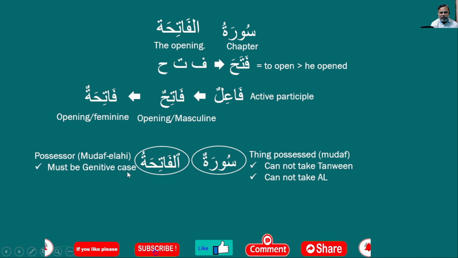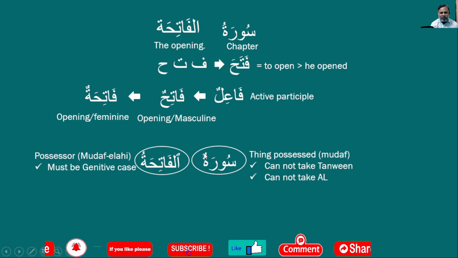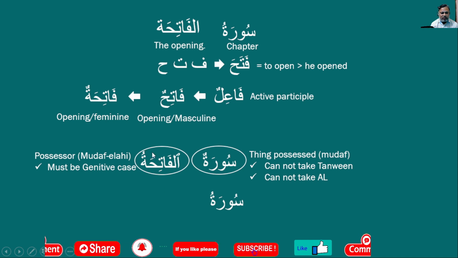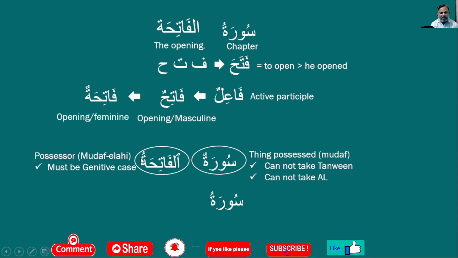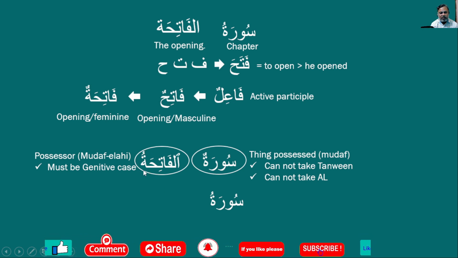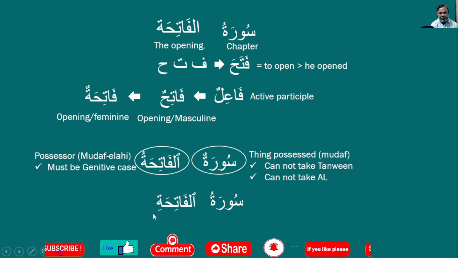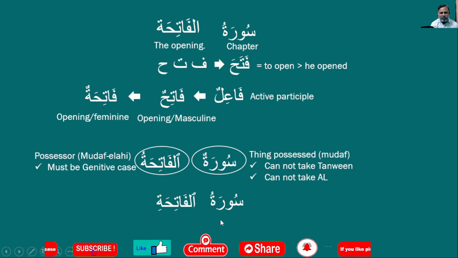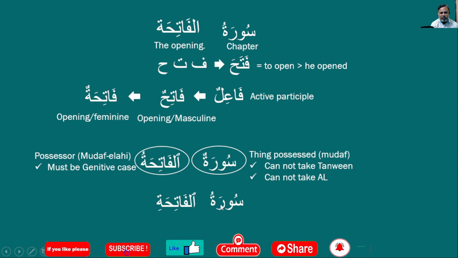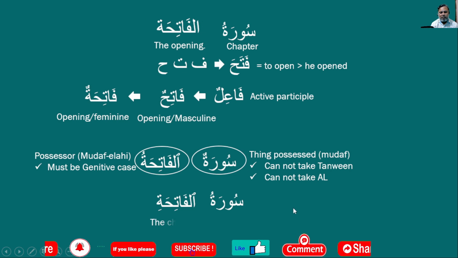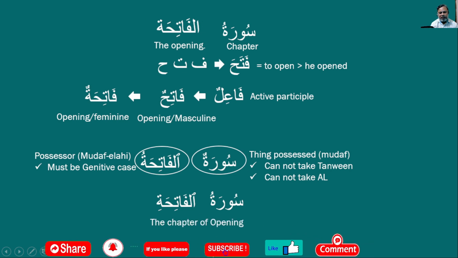Now, following these 2 rules, the first word cannot take dhamma tanwin, so it will be Suratu, and the second word must have kasra at the last letter, the genitive case. So it will be Al-Fatihati. So this is the actual phrase, Suratul Fatihati, the chapter of opening.